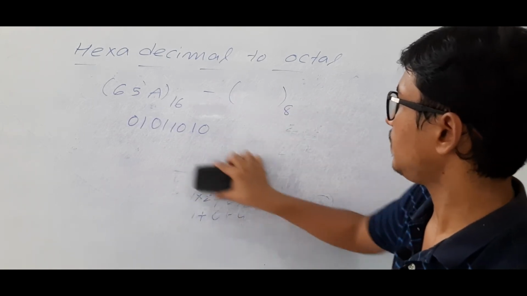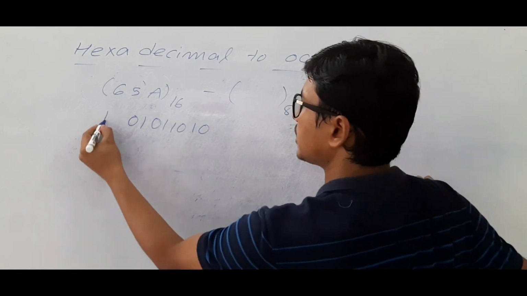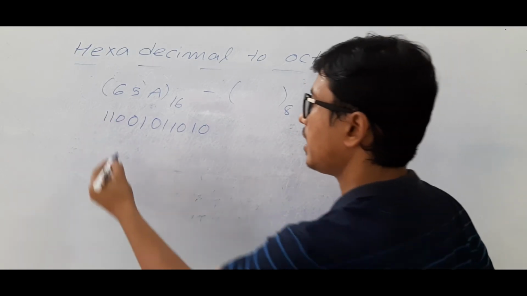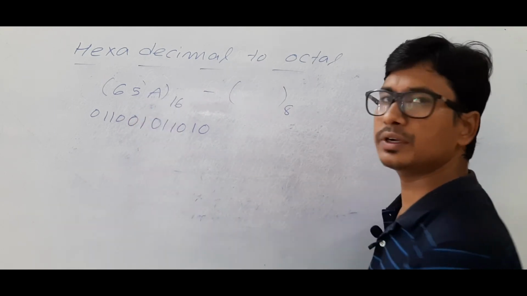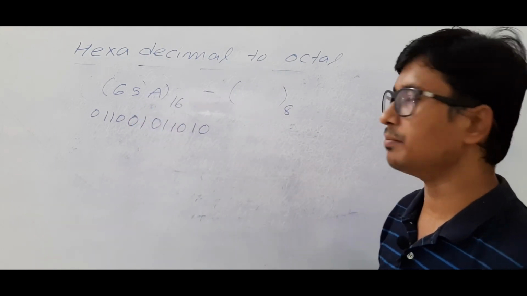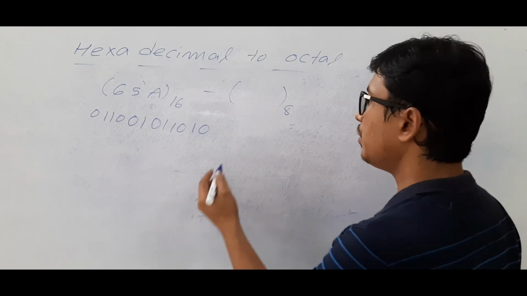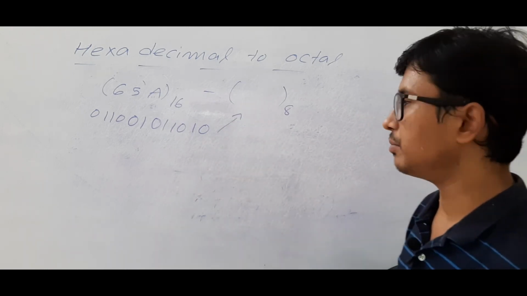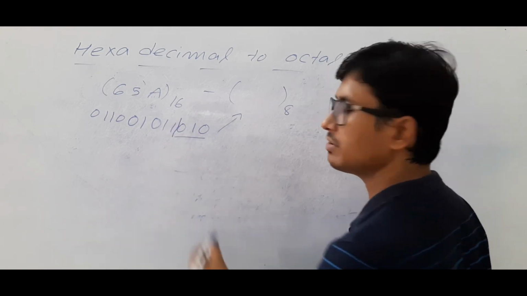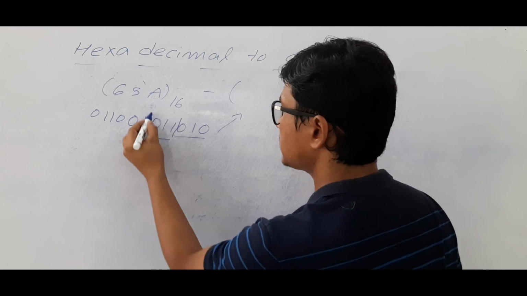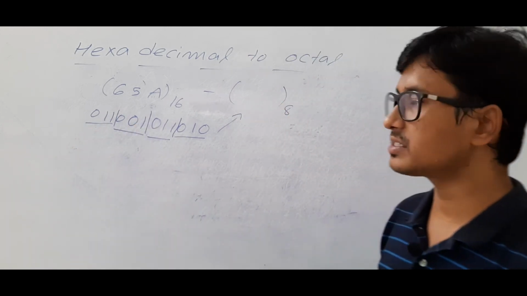Okay. Now you need to write the 6. 6 I can write as 110 and a 0 I will add. So this is the way I have converted a hexadecimal to a binary number with 4 bits allocated for each digit. Now I need to convert into an octal number. So how many bits do I need to take at a time? 3 bits. So I will separate these 3 bits, these 3 bits, these 3 bits, and these 3 bits.